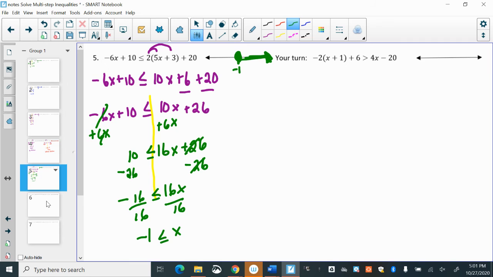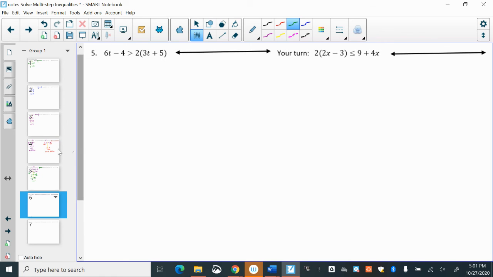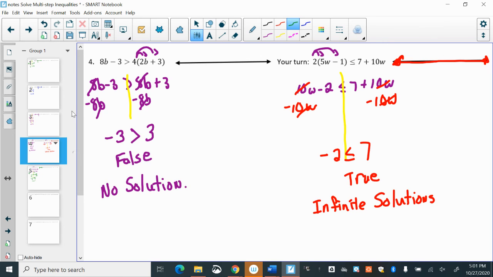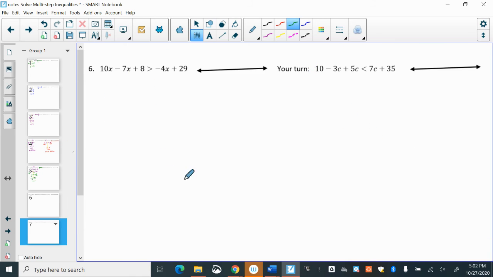All right, and again, try this one. Check your answer against the key. These are two. You're going to come up with a no solution and an infinite solution. Try these on your own. Check that against the key. You can always go back in the video to watch what I did on these problems right here on problem number 4. I just want you to try some on your own.